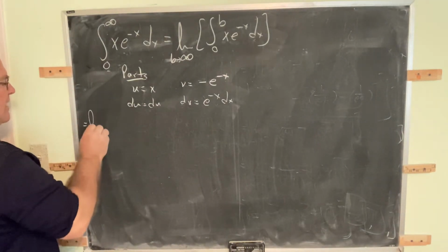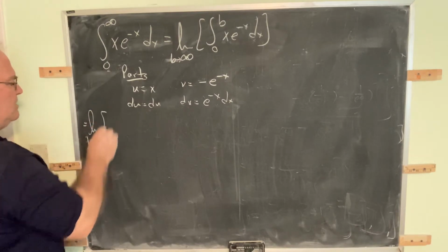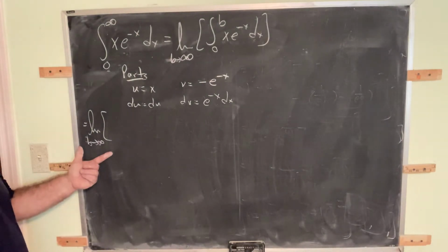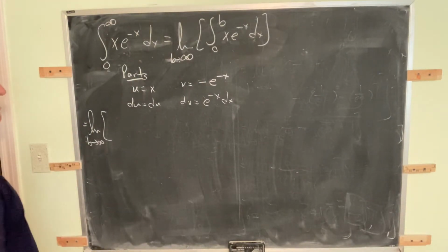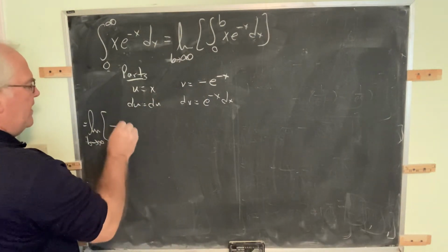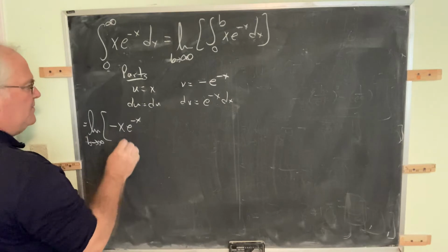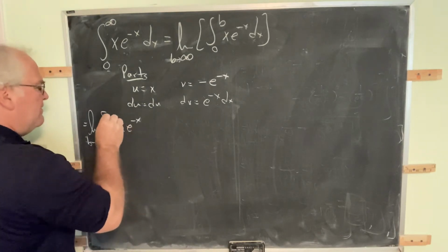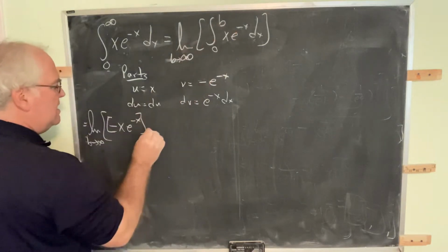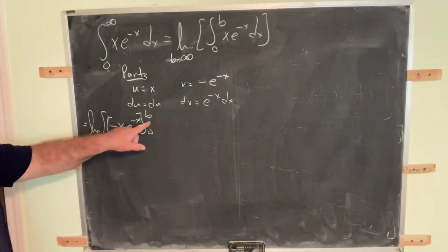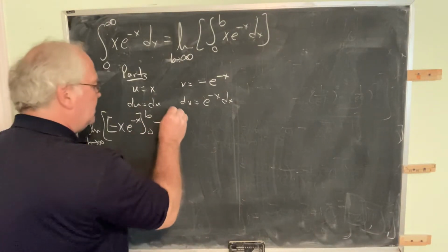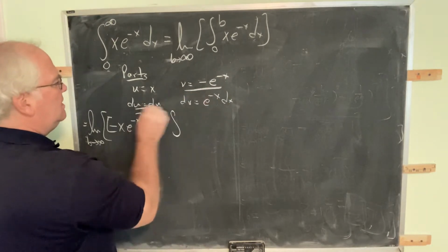Now, this is the limit as b goes to infinity of all this antiderivative, all the parts inside this bracket. So the limit is outside, the last thing we're going to do here. And so we have uv, so that's negative x e to the negative x, be careful, uv, and this is evaluated from 0 to b. If you don't put this in, then there's a missing piece of the puzzle. I'll show you this in just a bit. Minus integral. Now I need v du.